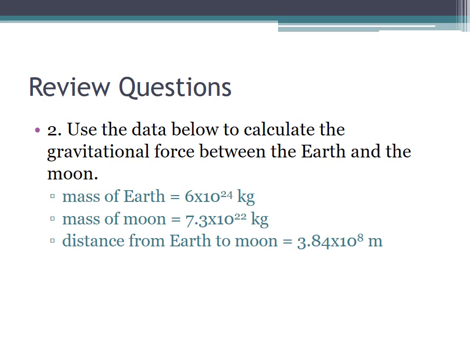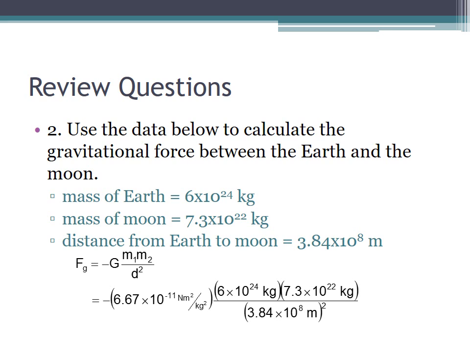So calculating gravitational force between objects, we know we're going to use Newton's law of universal gravitation, the equation. So that's Fg equals negative G times m1 m2 over d squared. At this point, it's a matter of substituting in some numbers. So negative 6.67 times 10 to the negative 11th newton meters squared per kilogram squared. Recall that's the constant value that you do not need to memorize. You'll always be given that.